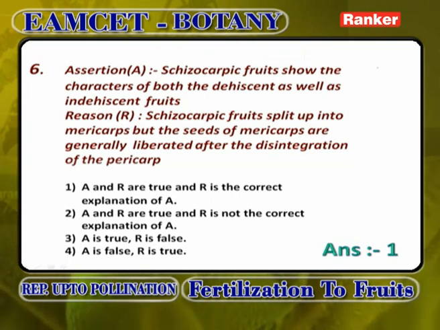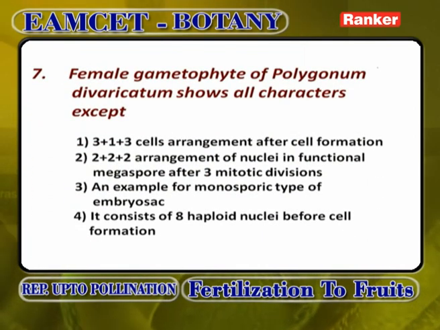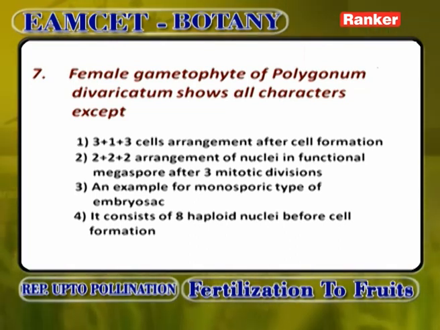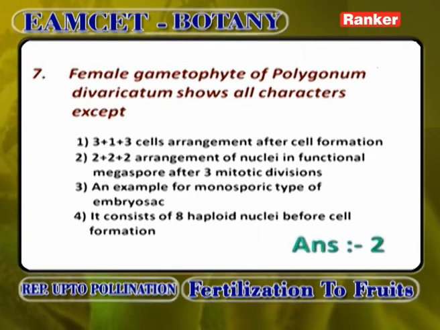Next. Female gametophyte in Polygonum divaricatum shows all the characters except: 3 plus 1 plus 3 cell arrangement after cell formation; 2 plus 2 plus 2 arrangement of nuclei of functional megaspore after 3 mitotic divisions; an example of monosporic type of embryo sac; it consists of 8 haploid nuclei before cell formation.